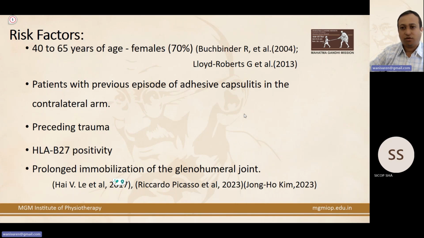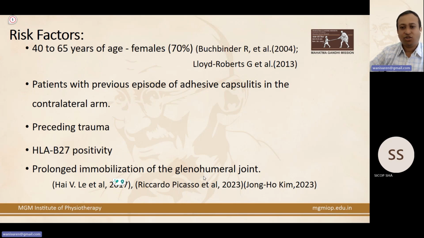Moving ahead with the risk factors for development of adhesive capsulitis. The main risk factor is age between 40 to 65 years, in which there is a 70% chance of females having this adhesive capsulitis. This is the first risk factor. Second, patients with a previous episode of adhesive capsulitis in the contralateral limb have more chances to have frozen shoulder in the other limb. Preceding trauma to the shoulder joint again can be one of the risk factors. Some studies say that HLA-B27 positivity also might be one of the risk factors for development of adhesive capsulitis.